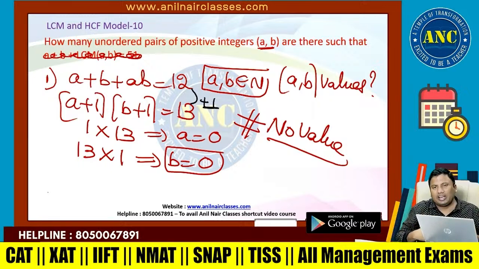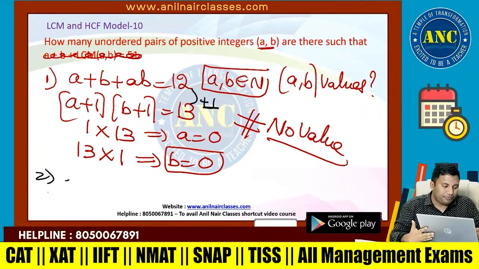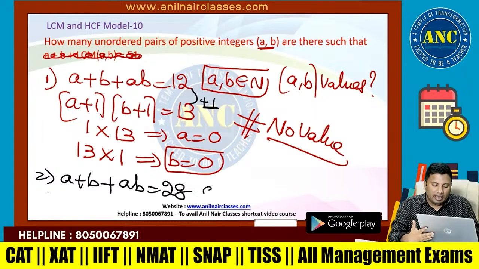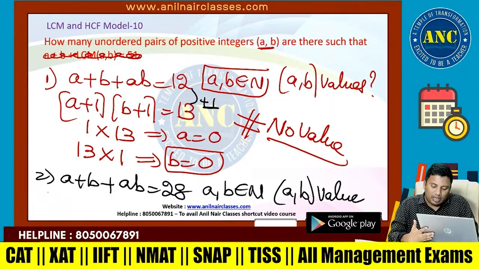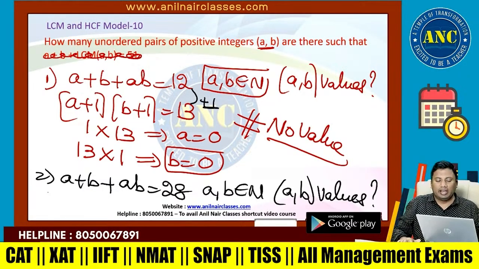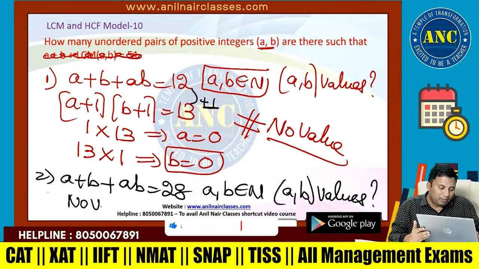That is what I was trying to put into your mind by giving so many values. a plus b plus ab equivalent to 28. A CAT replica question. a and b are natural numbers. How many values will a, b take? Tell me the answer. 28, if I add 1 to it, 29. 29 is a prime number, so the answer is no values.